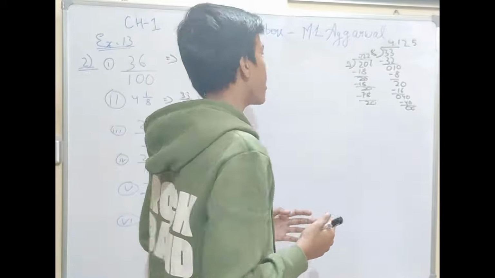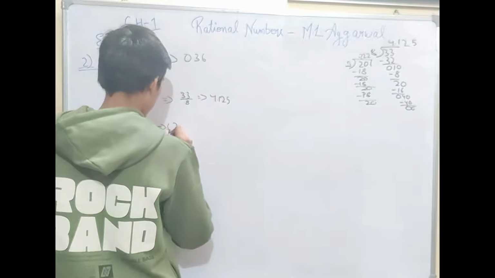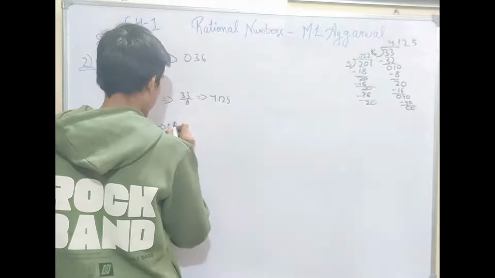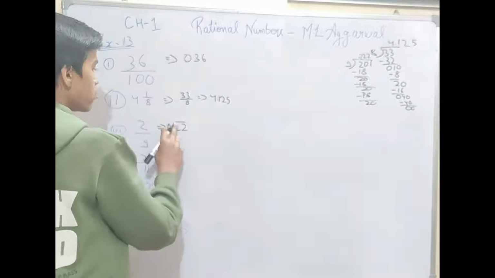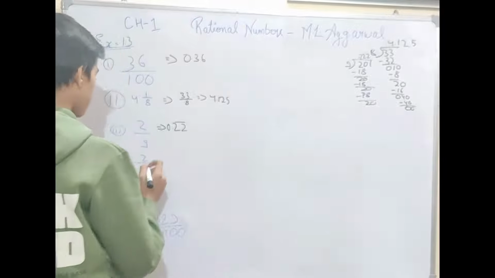So we will just write 0.2, 0.22, and we will put a bar. So here this bar means that this number is repeated endless times.